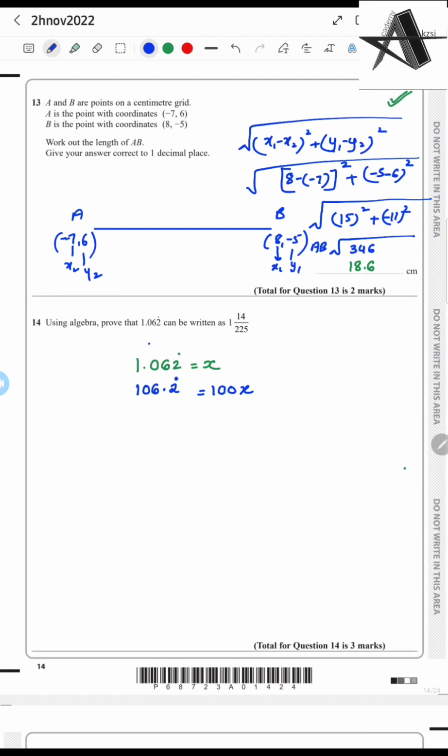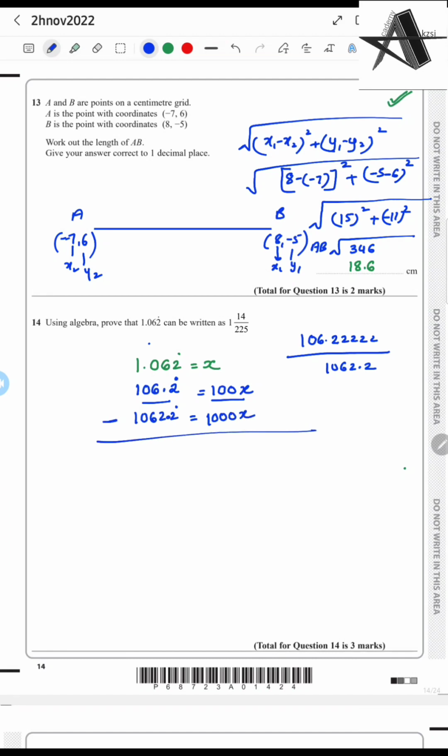So the point will come out to be 106.2 recurring. Now this can be written as 106.2 recurring, that is 2, that's the meaning of recurring. So if I multiply one more time this with 10, and this with 10, then I'll get 1062.2. So now I again have a recurring one after the decimal. So 1062.2, and I have multiplied by 10 on this side as well, 1000. Now if I subtract, I can easily subtract the decimal.